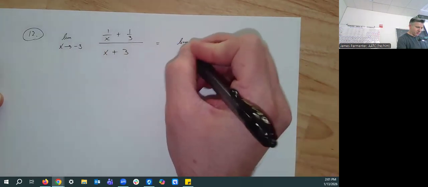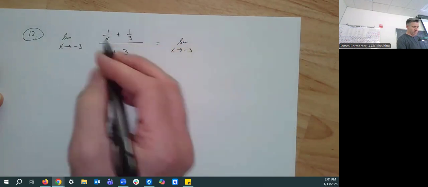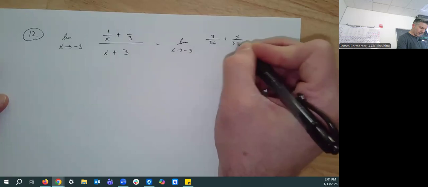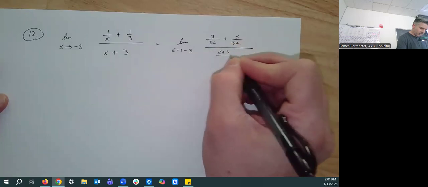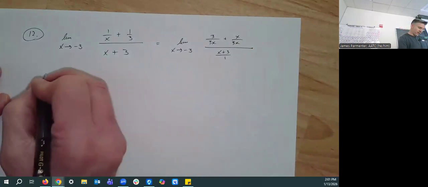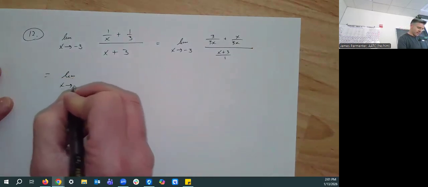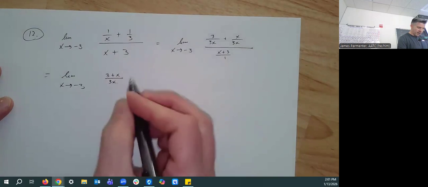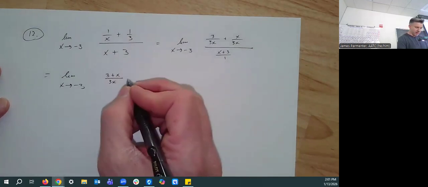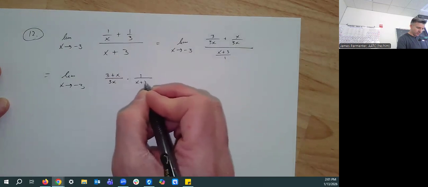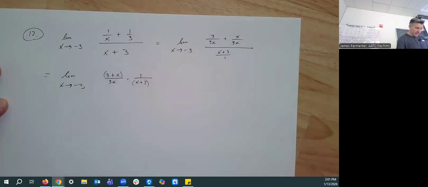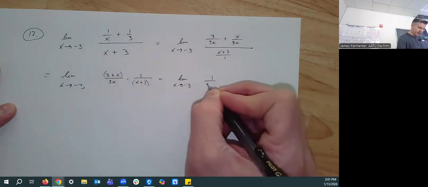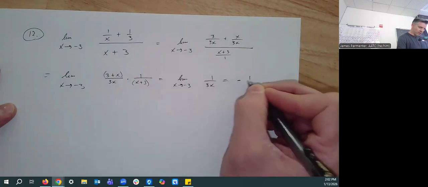So one way to do this is to say, great, I know I want my common denominator in the numerator to be 3x. So I'm going to have 3 over 3x plus x over 3x divided by x plus 3 over 1 if you like. And then we're going to rewrite this as the limit as x approaches -3. On top, we have 3 plus x divided by 3x. And on the bottom, we would have the same thing, but let's go ahead and multiply by the reciprocal. Say it's 1 over x plus 3. And then the 3 plus x and the x plus 3 are the same. They divide to 1. So we have the limit as x approaches -3 of 1 over 3x, and that's going to be 1 over -9, or -1/9.